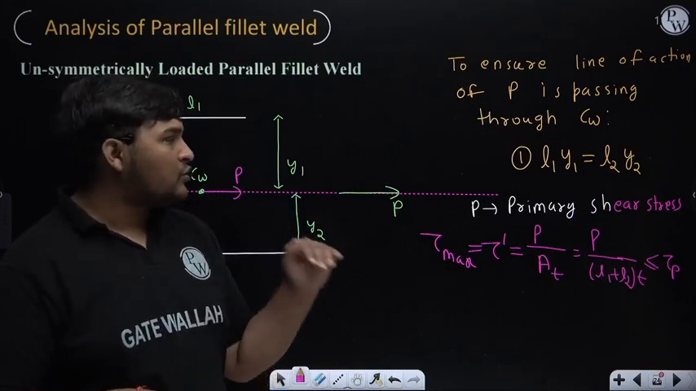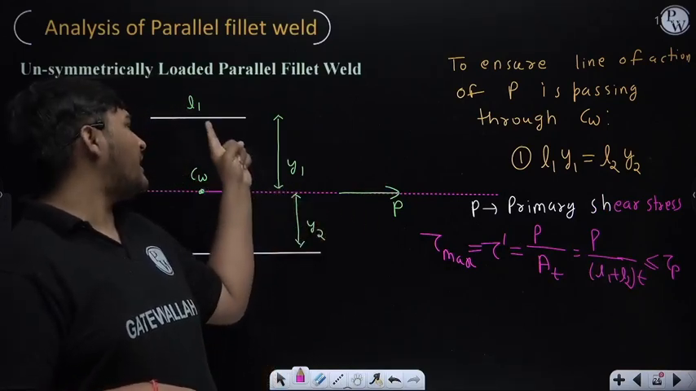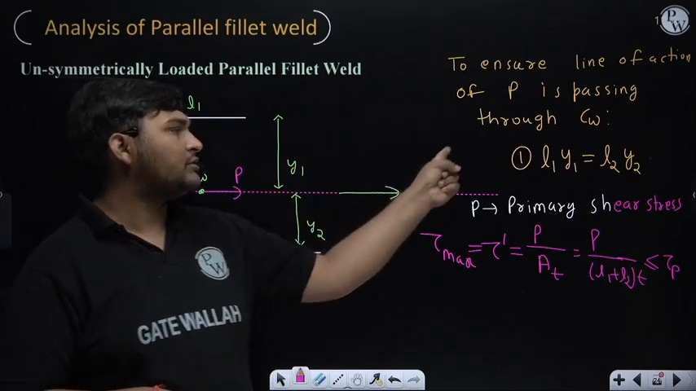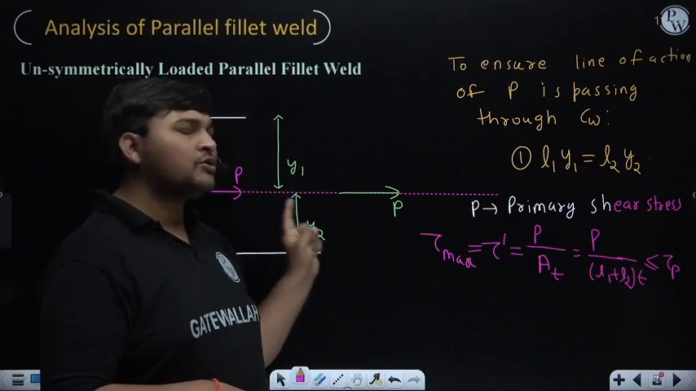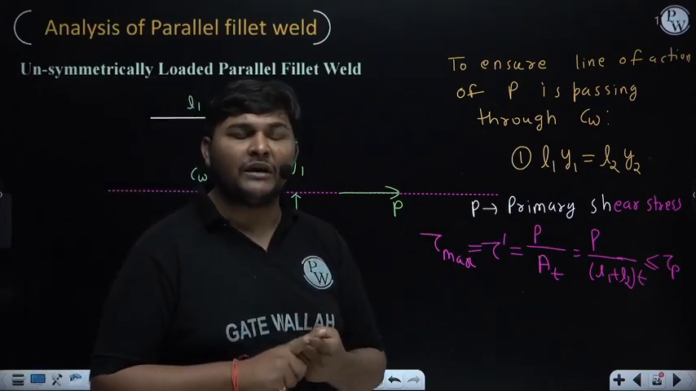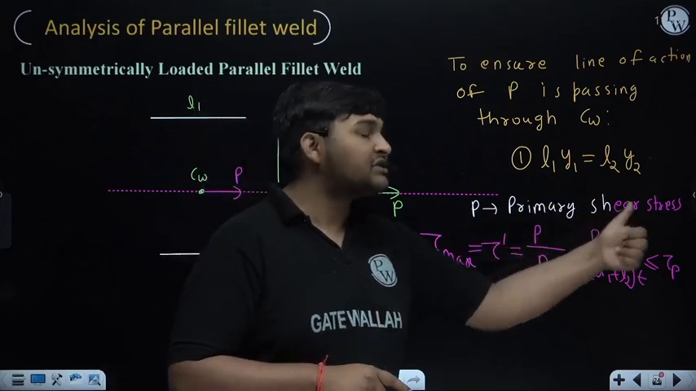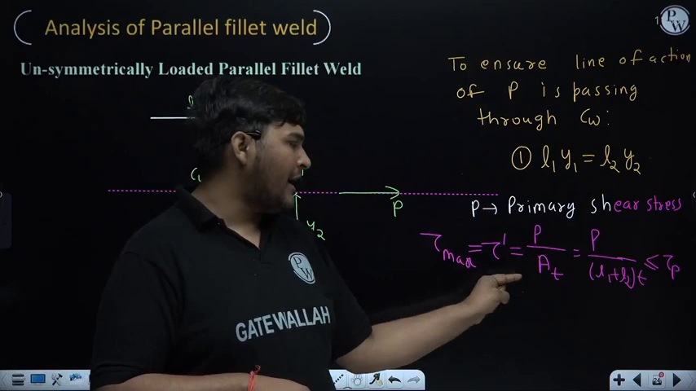So here two relations are important. To ensure the line of action of force P passes through the combined centroid, L1 Y1 must be equal to L2 Y2. This is one of the relations. Second, since the line of action of force P passes through the combined centroid, only primary stress will come, and since force P is parallel to the weld length, that primary stress will be primary shear stress, and the formula to calculate primary shear stress is total force P divided by total throat area.